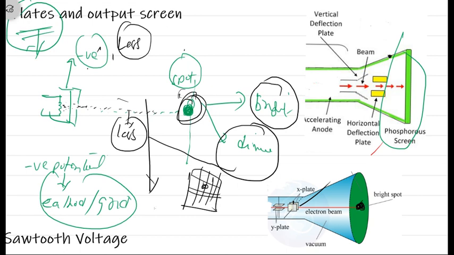If the negative potential is low, then it will be brighter. And if it is the maximum, then what will happen? It will be dim, or not as bright, because fewer electrons will flow from it.